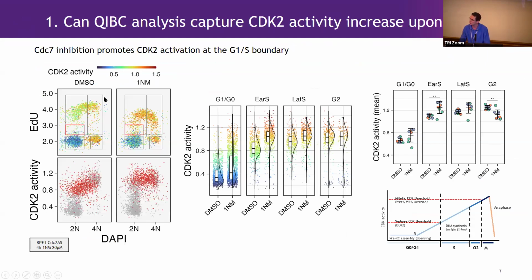What about CDK2 activity? When we inhibit CDC7, we can reproduce what we just saw in live cell imaging. We see increased CDK2 activity. And when we gate these populations, we can see there is a higher CDK2 activity when we inhibit CDC7, but most important than that is that these cells are indeed stuck in G1.